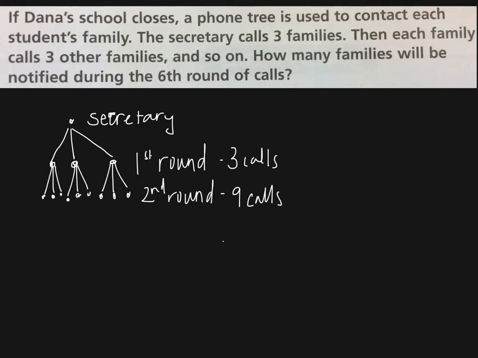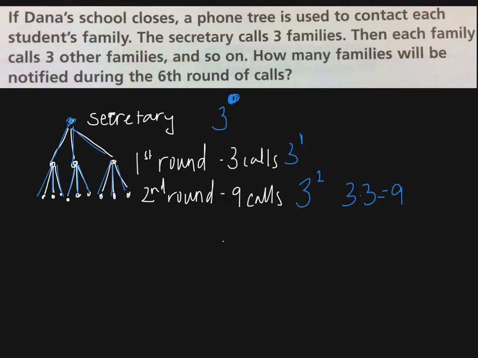Okay, so I drew this little tree here. It starts with the secretary. She calls 3 people. They call 3 people. And what I'm noticing here is that 3 is our base number. If we're thinking exponents, 3 is our base number, and she's the first one. So actually we'd start at 0 because there's 1 person. 3 to the first power would be 3 calls. 3 to the second power, 3 squared, is 9 because 3 times 3 equals 9.